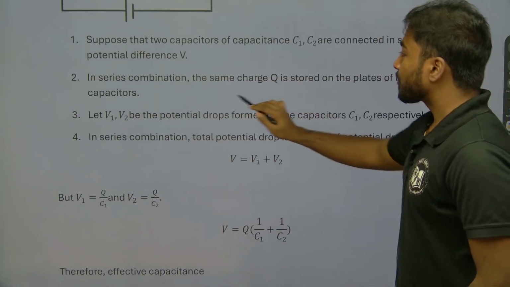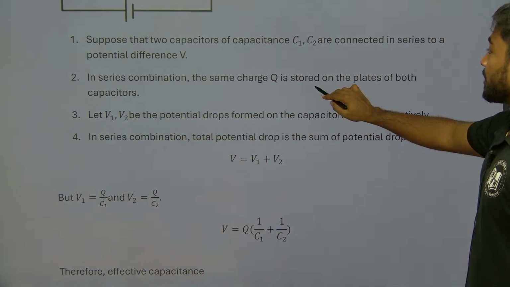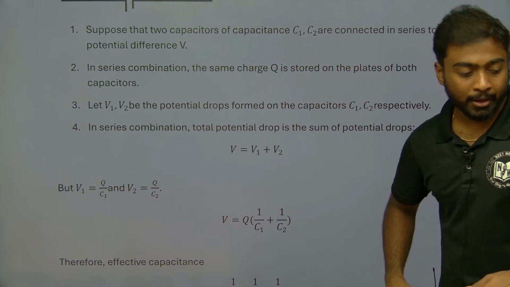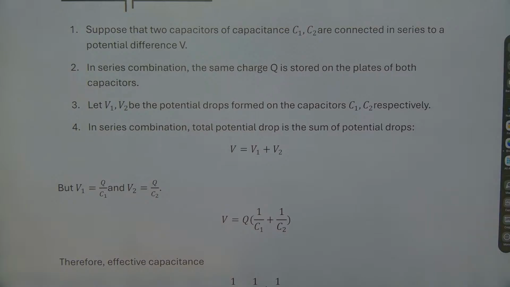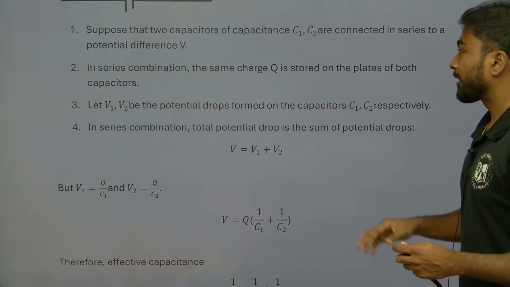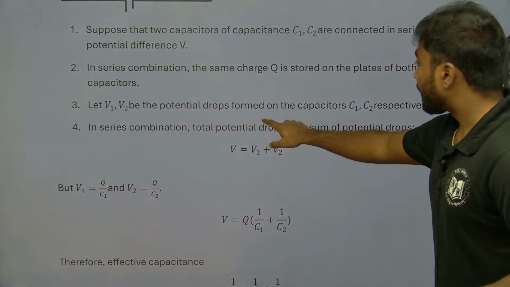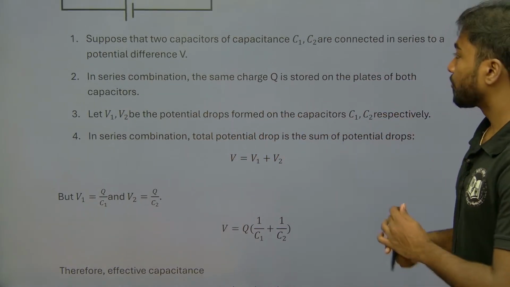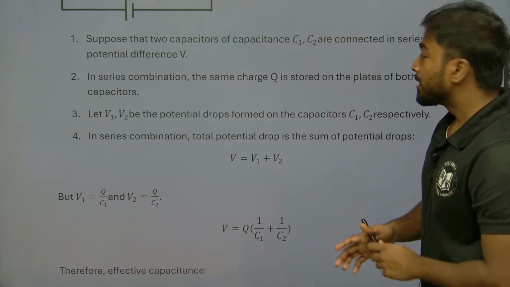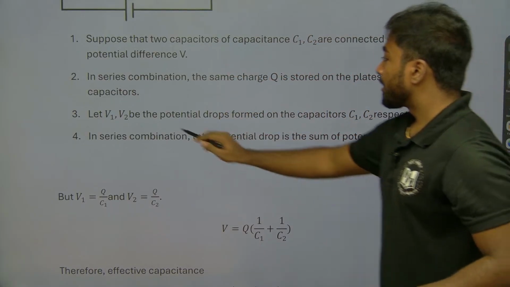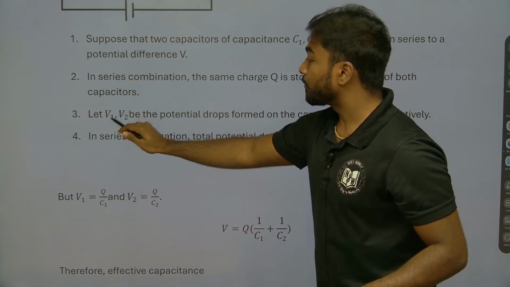In series combination, the same charge Q is stored on the plates of both capacitors. So let V1 and V2 be the potential drops across the capacitances C1 and C2. The charge stored is the same, and the potential drops have been taken as V1 and V2.